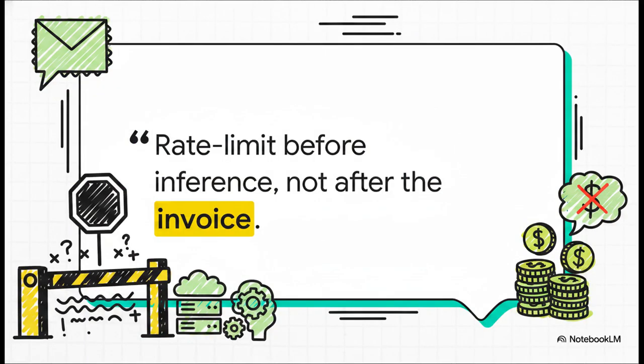And that brings us to a massive mindset shift for production AI. You have to rate limit before inference, not after the invoice. This is an absolutely crucial senior insight to remember. Generating AI responses is computationally expensive, right? So controlling your costs really means stopping those bad, malicious, or overly frequent requests at the gate, long before they ever wake up your expensive foundation models.